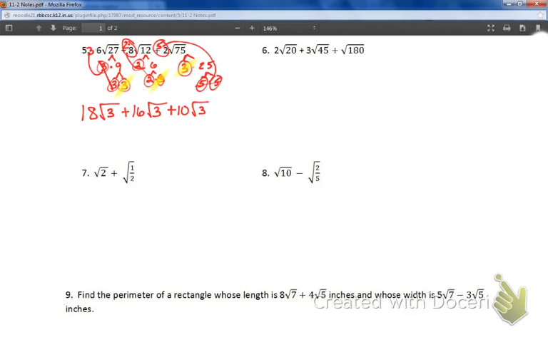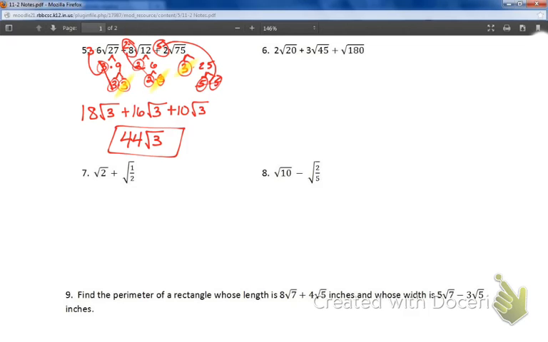Now, notice in this case, I simplified all 3 of my terms, and now all 3 of them are like terms because they are all root 3's. So what's 18 root 3 plus 16 root 3 plus 10 root 3? You get a total of 44 root 3's.